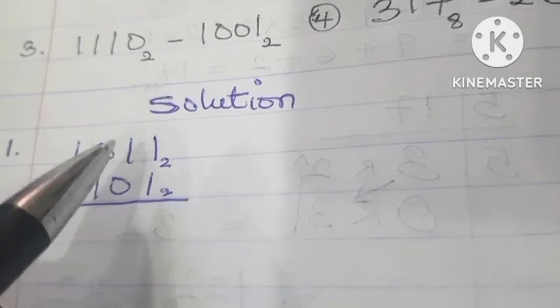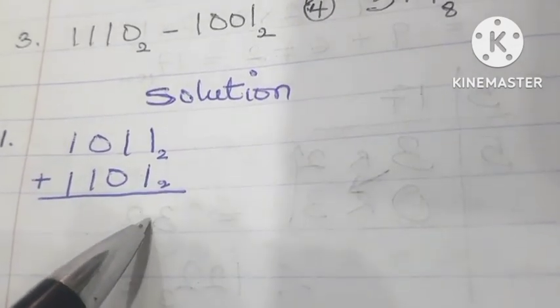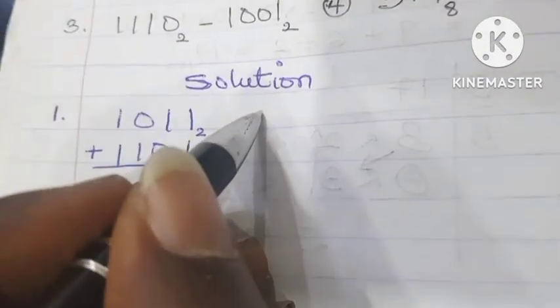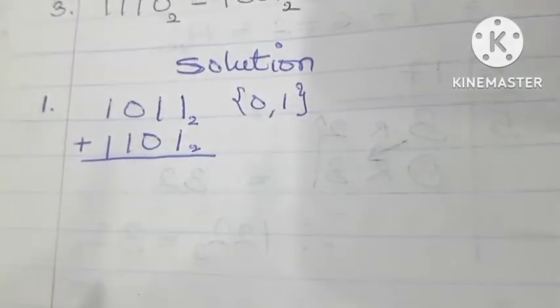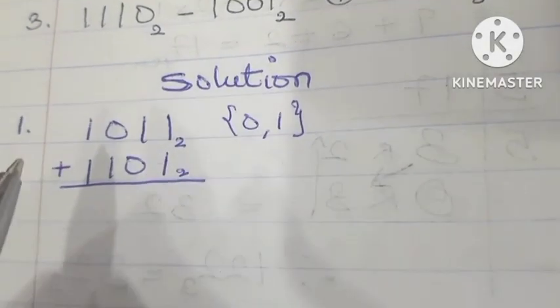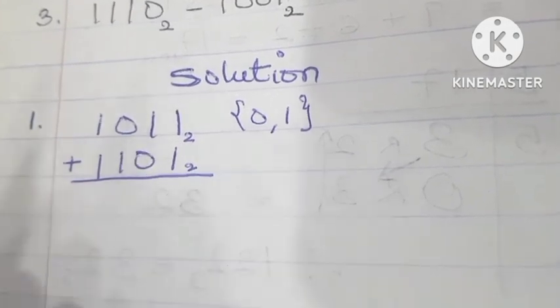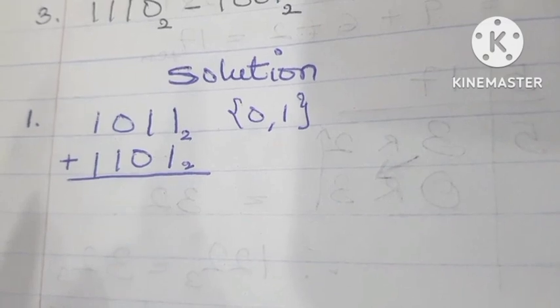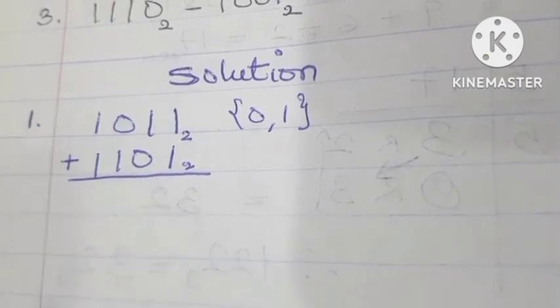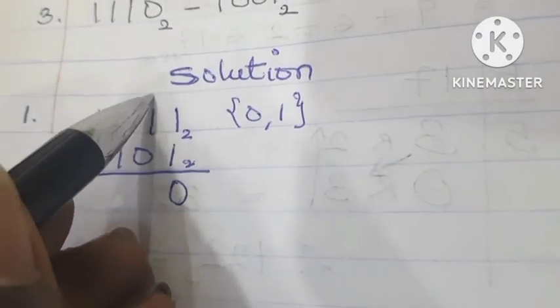So we explain how we convert it. 1 plus 1 will give me 2, but I can't write 2 because in base 2 we can only have 2 digits, which is 0 and 1. So anything outside these 2 digits, we have to convert it. So 1 plus 1 is 2, and how will I convert it? How many 2s will I get in 2? That's 1 remainder 0. So we write down the remainder and carry 1.